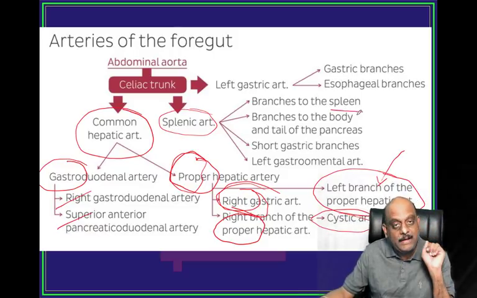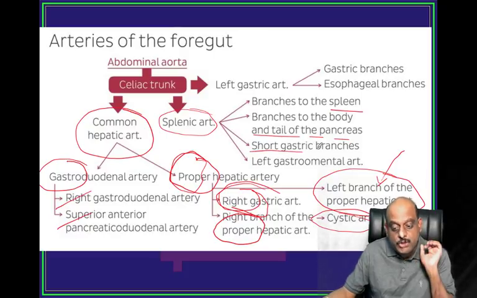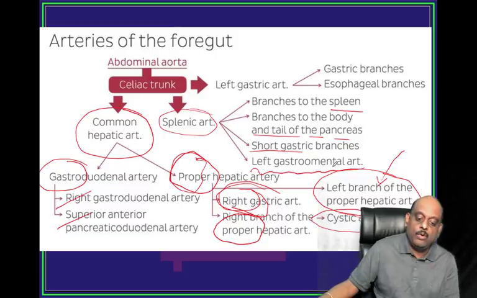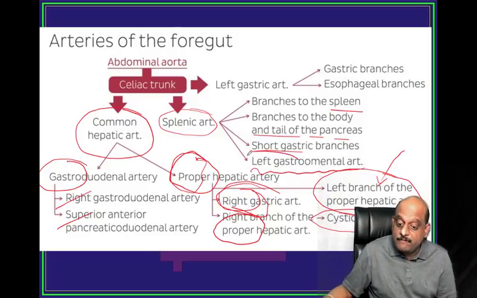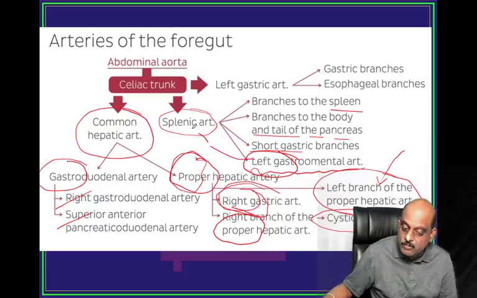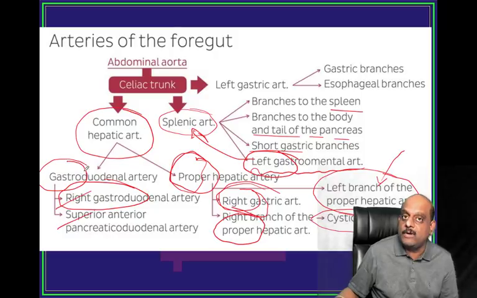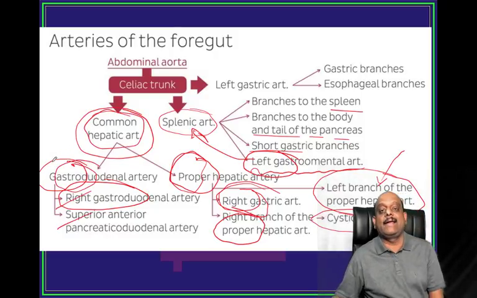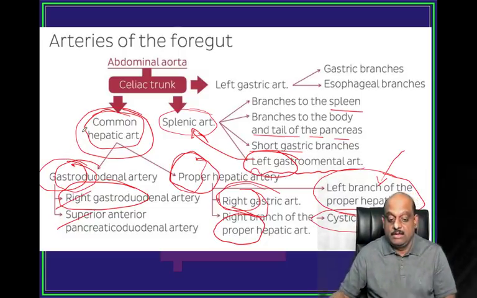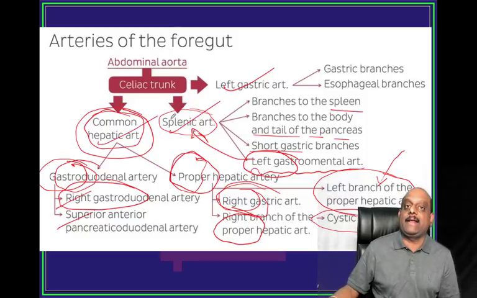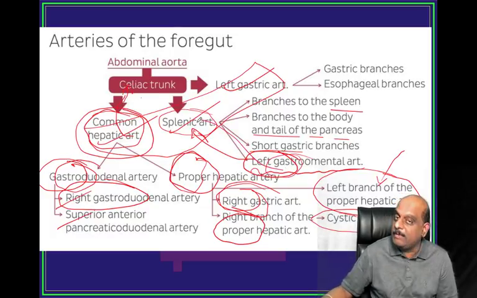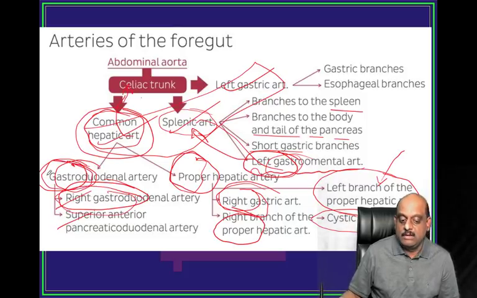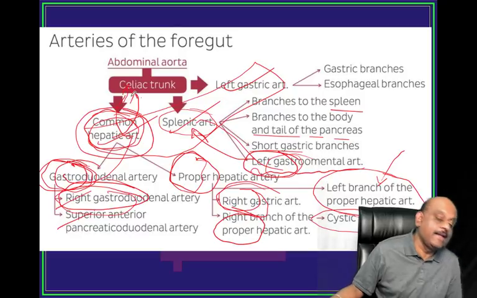Now, the splenic artery, what are the branches? Splenic artery sends branches to the spleen, branches to the body and tail of pancreas, short gastric branches, and left gastro-omental artery. So this is one of the favorite questions of the examiner, doctor, be very sure. Left gastro-omental comes from splenic artery. Right gastroduodenal artery comes from gastroduodenal, which is the branch of the common hepatic artery. That is very important to remember. So at least you remember left gastric, splenic artery, common hepatic artery. These are the three major arteries coming from the celiac trunk. Left gastro-omental is coming from splenic artery. Right gastroduodenal comes from the gastroduodenal. Gastroduodenal is a branch of common hepatic.